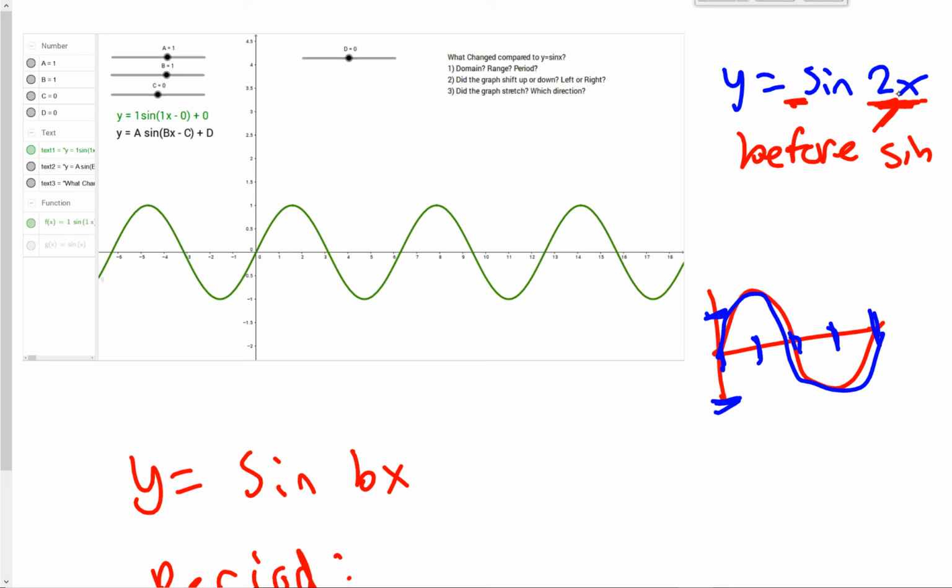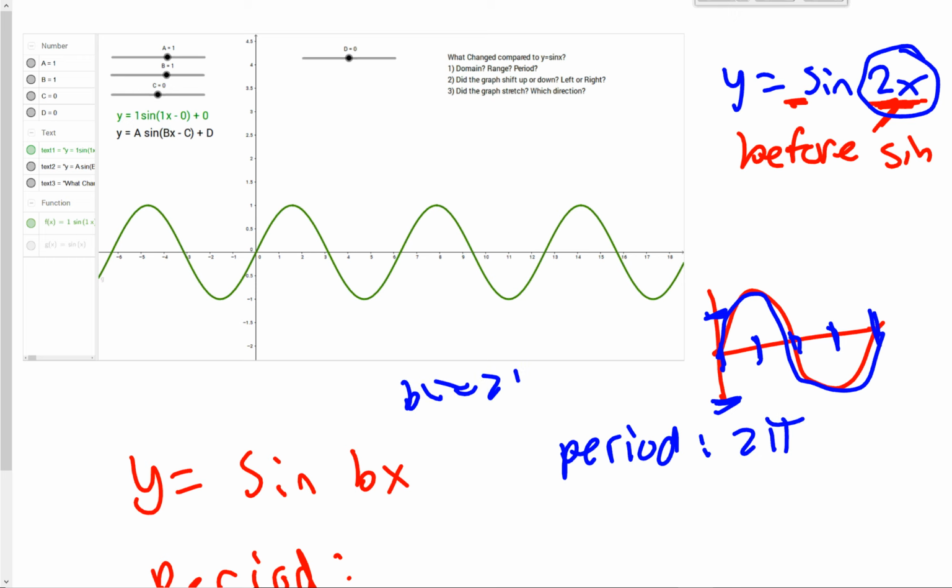Okay, so what happens when we multiply in here? Well, what that does is it changes our period length. So normally this is just our sine of bx. Normally our period is 2 pi. So bx equals 2 pi. Then I can just solve for x by dividing by b. So our period for sine and cosine is 2 pi divided by b. Whatever's being multiplied by the x before you actually take the trig function, that is your b.